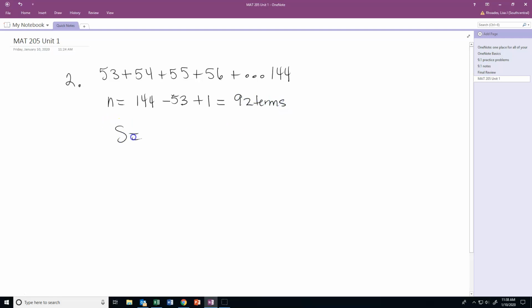So to find the sum, there's 92 terms divided by 2. First term is 53. The last term is 144, which would give us a sum of 9,060. Sorry, that's 62. It's 9,062.